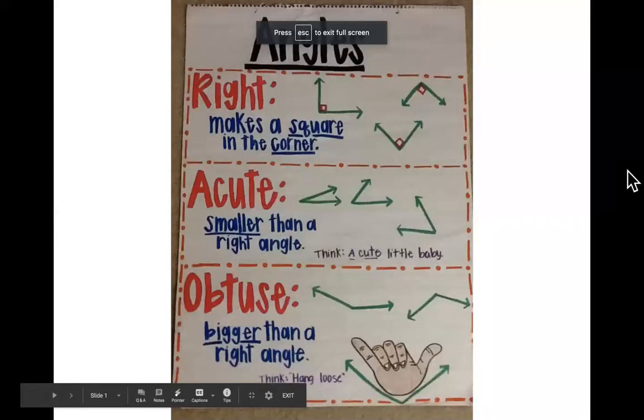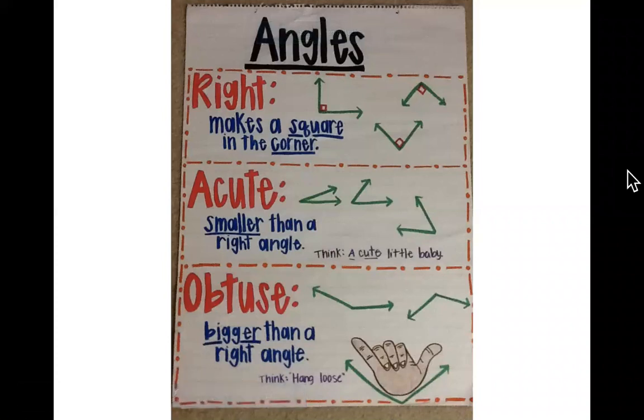All right, so there are three different types of angles. There's a right angle, and that makes a square, as you can see right here. It doesn't matter the direction that the angle is going, you can see a square in the corner. An acute angle is smaller than a right angle. So here are some examples of an acute angle, and I like to think of an acute angle as being tiny or cute, like a little baby.